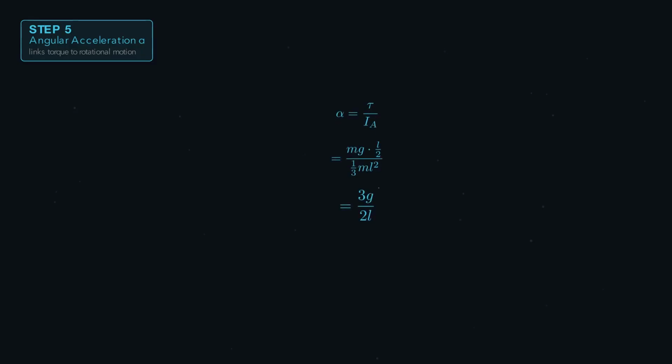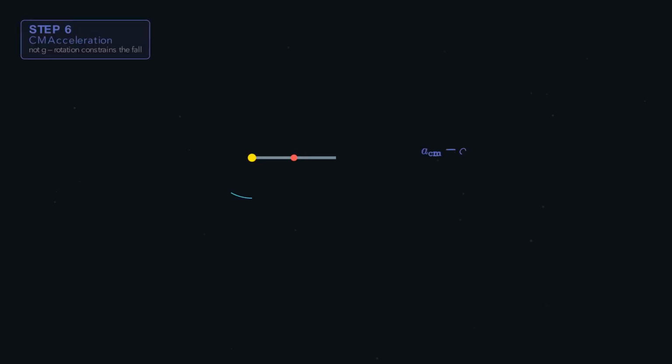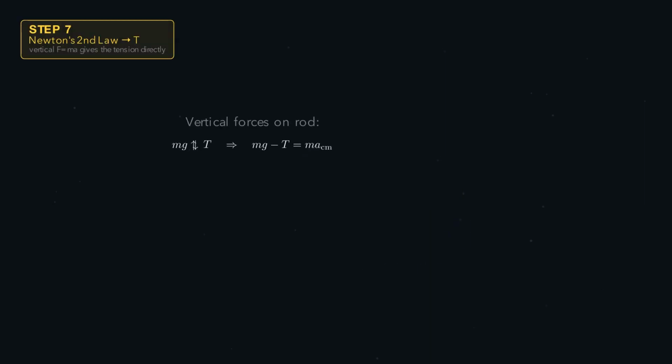Not g, not g/2, 3/4 of g. Now apply Newton's second law vertically. Weight mg acts down, tension T acts up, and the net gives m times 3g/4. So tension equals mg minus 3mg/4, which is mg/4.